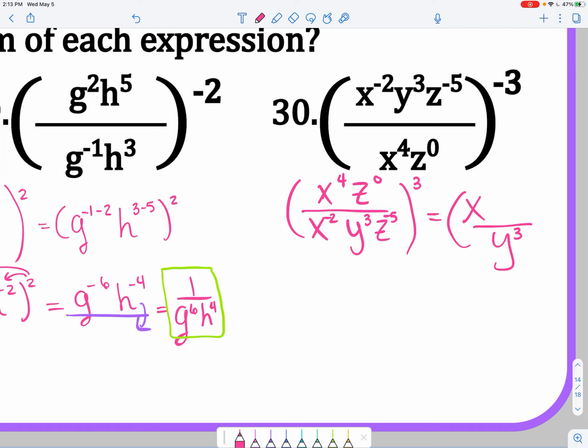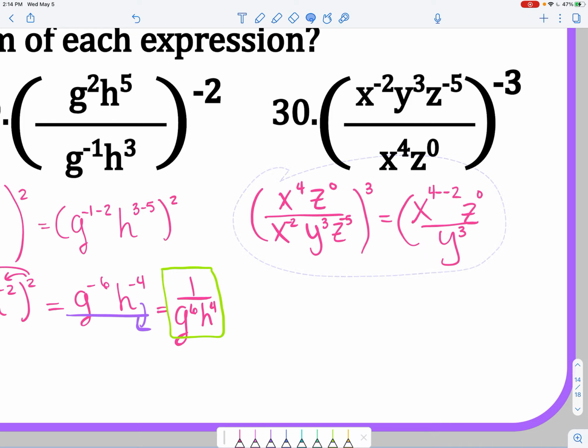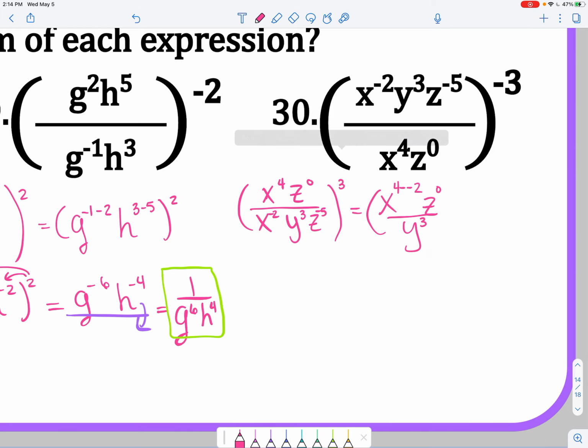And then when I use my property that tells me I can subtract my exponents for everything else, I'm going to bring them to the numerator. You always treat them as if they're in the numerator. So I'm going to do 4 minus negative 2, and then z to the power 0. I am going to have to move this a little bit, and maybe even shrink it a teeny bit. 0 minus negative 5. Okay, we're doing 4 minus negative 2, and then 0 minus that negative 5. And again, this is all still sitting in that parentheses with the 3 on the outside.